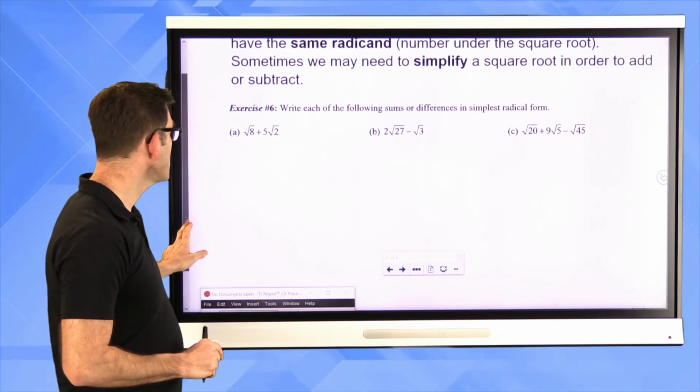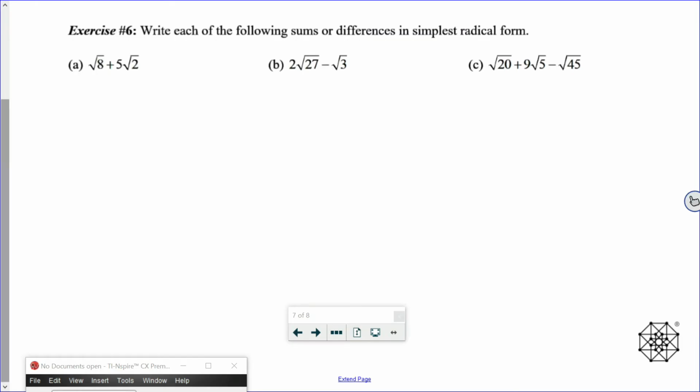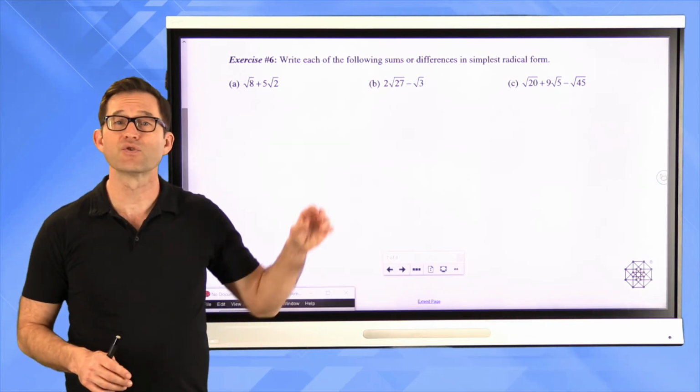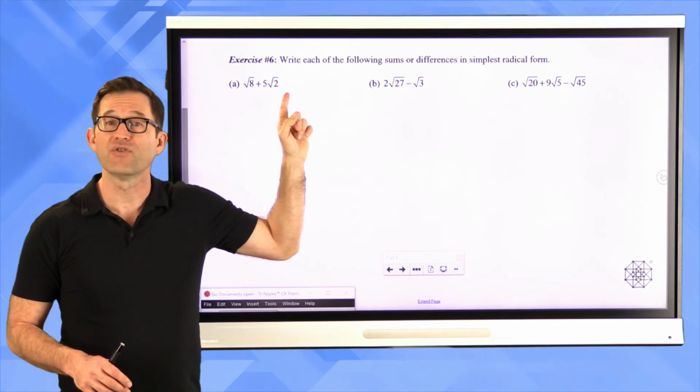So let's take a look at exercise 6. Letter A, square root of 8 plus 5 times the square root of 2. So at first glance, there's really nothing we can do with this because the 8 here and the 2 here don't match.